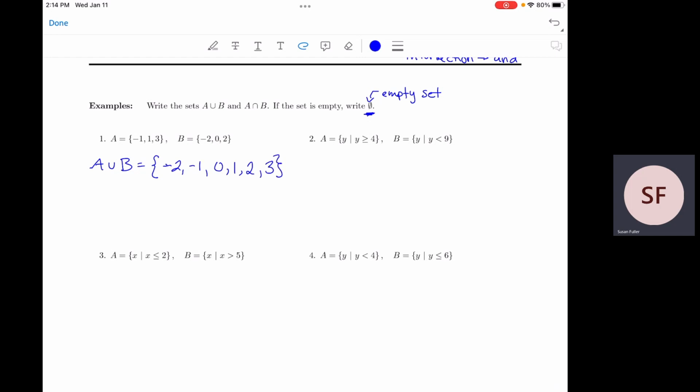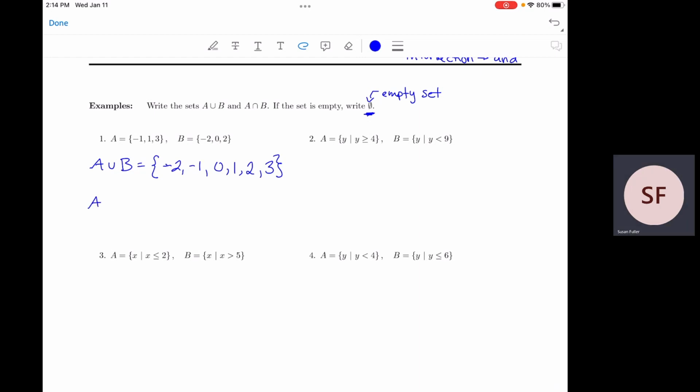You could also just take everything from A, the -1, 1, 3, and everything from B, the -2, 0, 2, and put them in any order you want. But basically, it's everything from both sets in one giant set. They got married and brought all their stuff in one house.